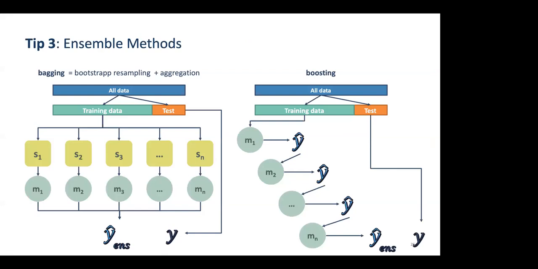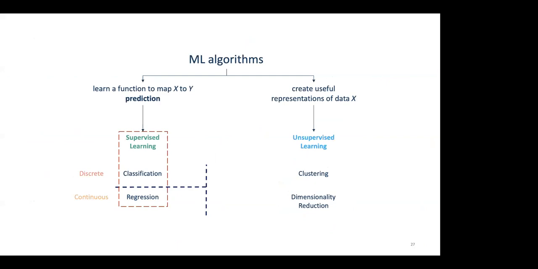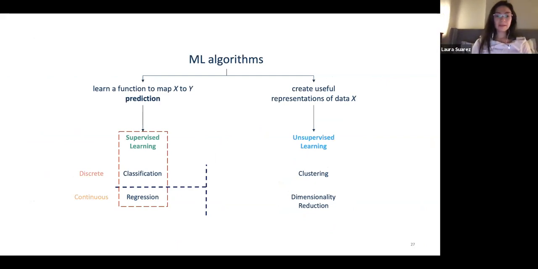Okay, let's move along so we can finish on time. So that's basically all for regression. So far we've only been on this part and we talked about regression. So now we're going to briefly talk about classification.